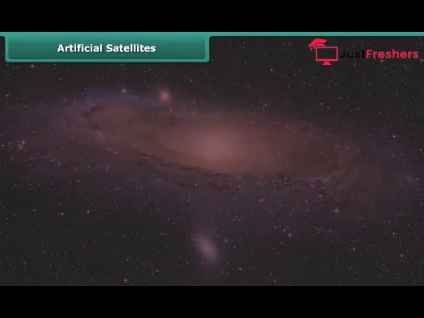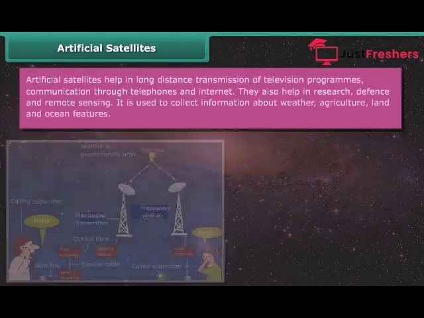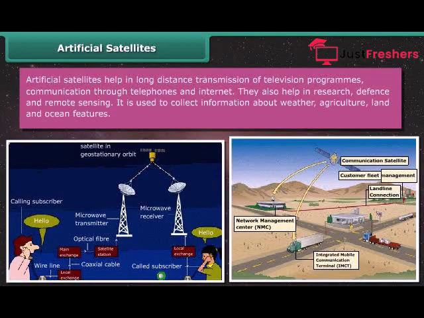Artificial satellites. You must be familiar with the names of satellites like INSAT 3B. INSAT 3B is an example of a man-made or artificial satellite. They revolve around the Earth like the natural satellites but are closer than the Moon. The launch vehicles developed by the scientists carry the satellites into space and launch them as artificial satellites. Only 6 countries in the world have the technology for developing artificial satellites, and India is one of them. Artificial satellites help in long-distance transmission of television programs, communication through telephones and internet. They also help in research, defense, and remote sensing. They are used to collect information about weather, agriculture, land, and ocean features.